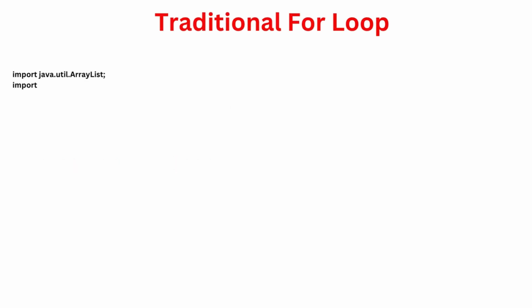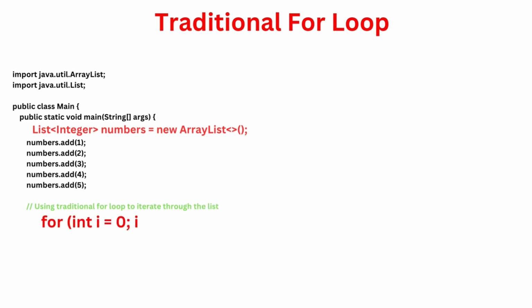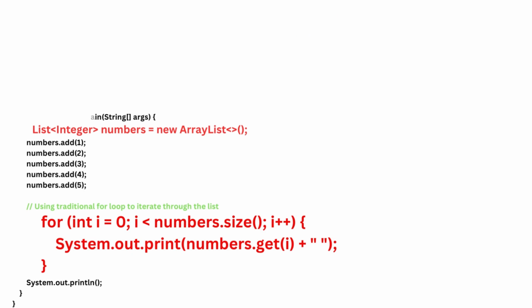So I am writing here, importing ArrayList and List, then the main class. Then I declare a list, the name is numbers, and it refers to the ArrayList. I am adding some values and I simply iterate with a for loop that runs till our ArrayList size, numbers.size(). I am using the size method and you can iterate each element this way.